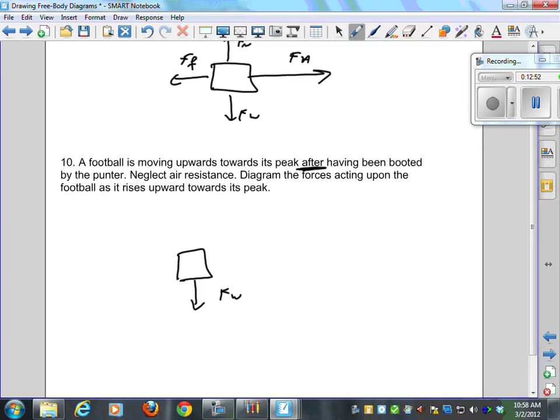What about it? It's still accelerating up. So is it? Yes. Why? It's moving upward, but it's not accelerating upward. Even if it's slowing down, it's still accelerating. That's true, but that would be because of air resistance, and it says here neglect air resistance. So if you want to include air resistance in this, it would actually be like that. But there is no big applied force. It's already been booted. It's gone.